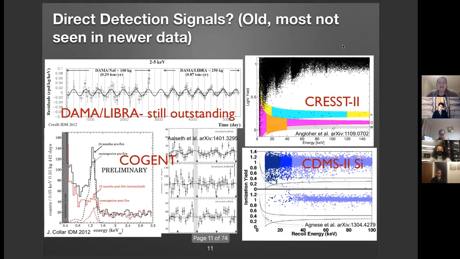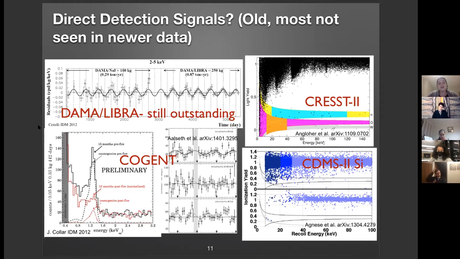But even though we continue to set those limits, there have been hints of signals in the past, not all of which are entirely resolved, even though what we do in our field is sweep these under the rug. So the most important of all of these is the still outstanding DAMA/LIBRA result. Now, this is an experiment that can't tell the difference between its electronic recoils and its nuclear recoils.